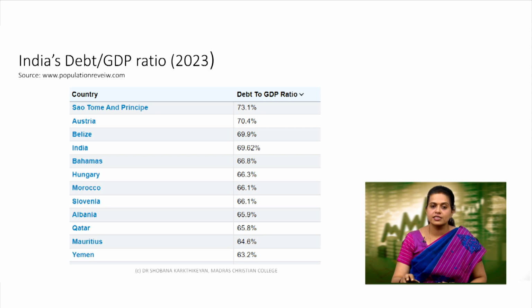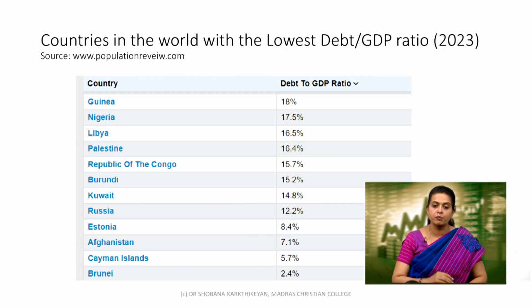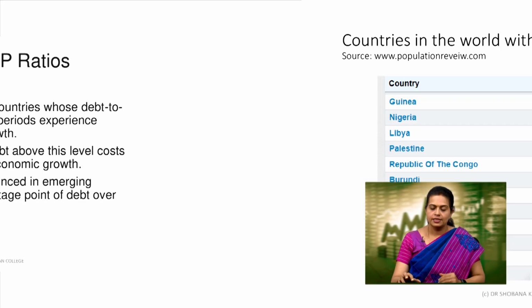Moving on, we do see that India is at 69.62%, Qatar is at 65.8%, and there are several statistics of key countries that I have put together, which you can see. The countries at the bottom are Brunei at 2.4%, Cayman Islands at 5.7%, and Afghanistan at 7.1%. So you cannot necessarily say that a low debt to GDP ratio is good for the country. It could be a case where key infrastructure and developmental projects are not being undertaken, or in other words, debt is not being undertaken to finance those.